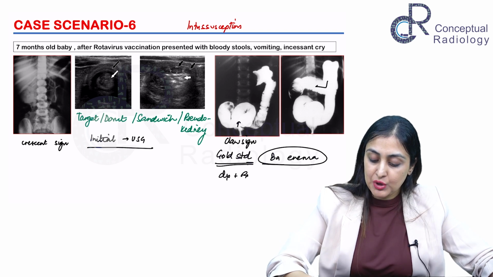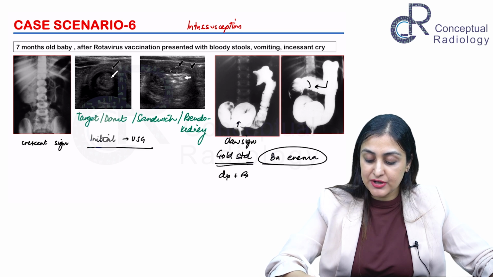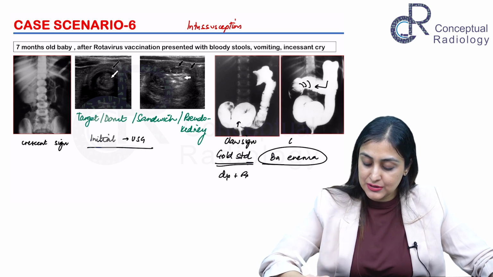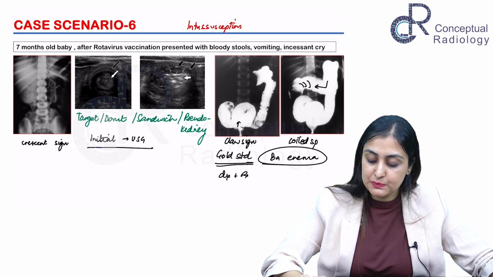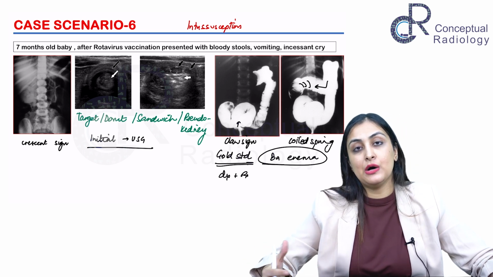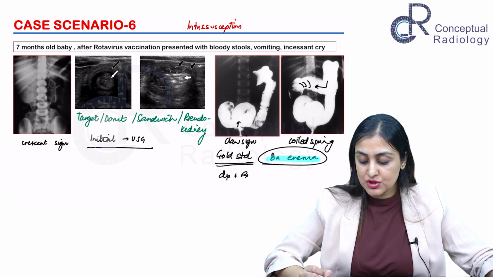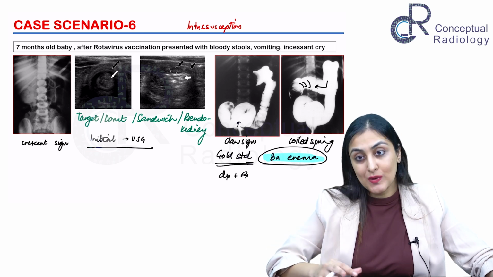And as we keep on pushing the barium here, what's going to happen is because of the hydrostatic pressure, it starts to reduce and you start seeing this coiled spring appearance, which is actually a sign that your enema or your reduction is working. So barium enema is not just diagnostic, it is therapeutic as well.